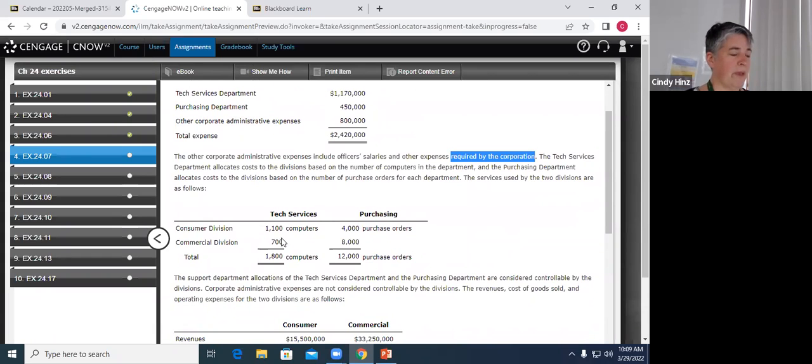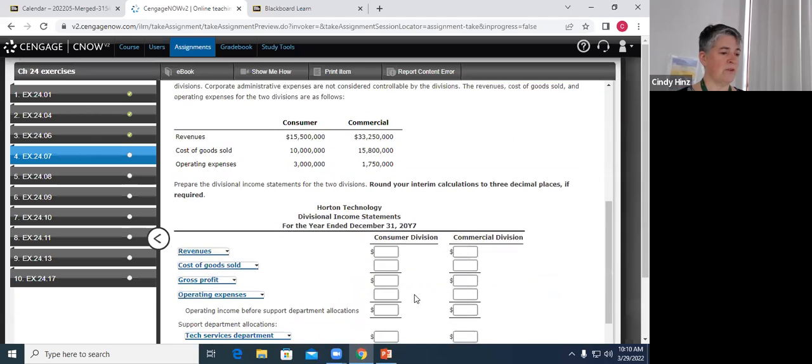And so you can see, and this makes sense, we're going to allocate tech services based on the number of computers and purchasing based on the number of purchase orders. So the consumer division has a lot more computers than the commercial division, but the commercial division places twice as many purchase orders. So it makes sense that the purchasing costs are going to weigh more heavily on the commercial division, while the computer costs are going to be borne more heavily by the consumer division. And as I already pointed out, these support department allocations are considered controllable by the division, so it is appropriate to include those in our performance analysis.